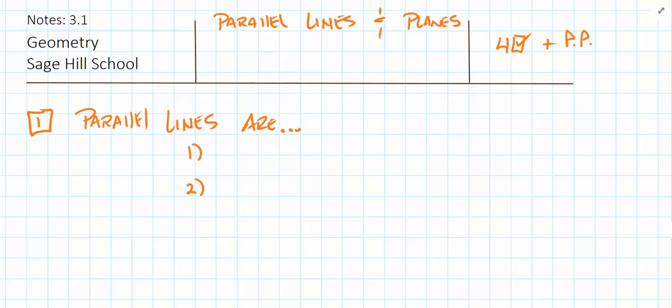Good. So first thing I want to do, talk about parallel lines are two things. First, they are coplanar. What does that mean, everybody? They are in the same plane, right? Two lines that are in the same plane. They are coplanar, and they never intersect. You're absolutely correct there.